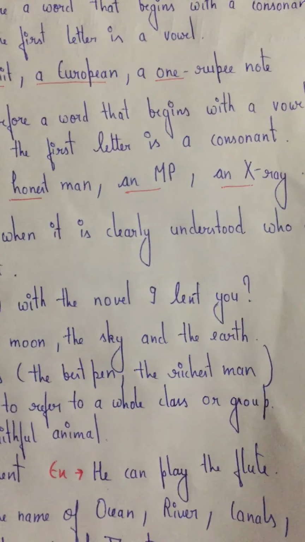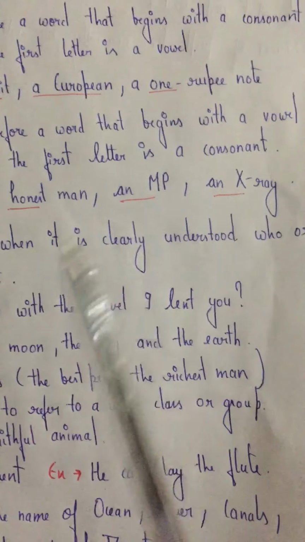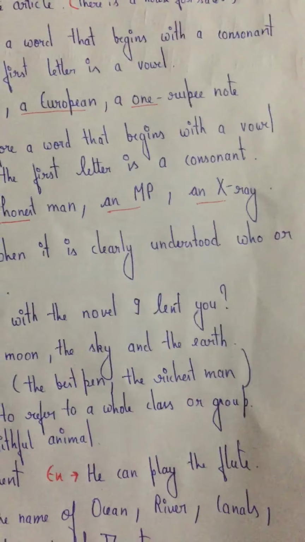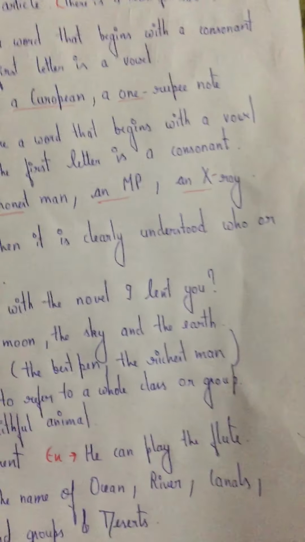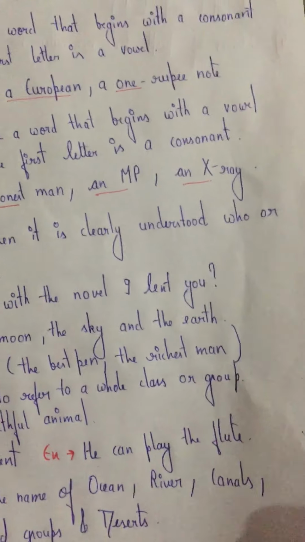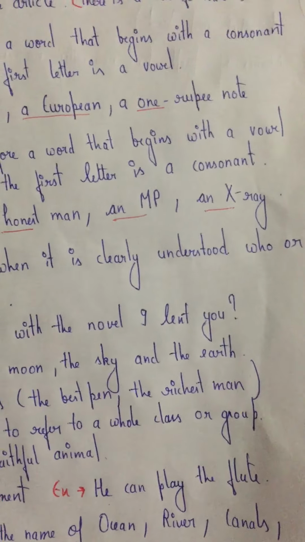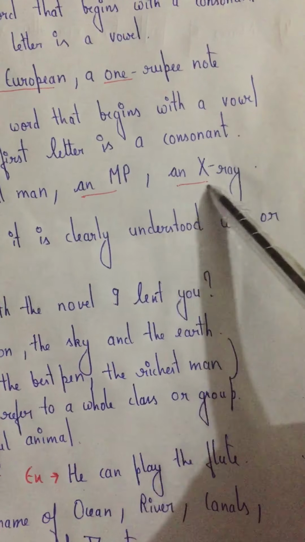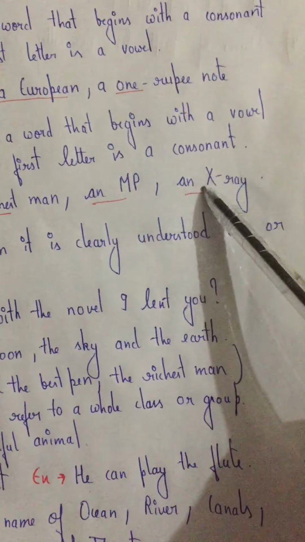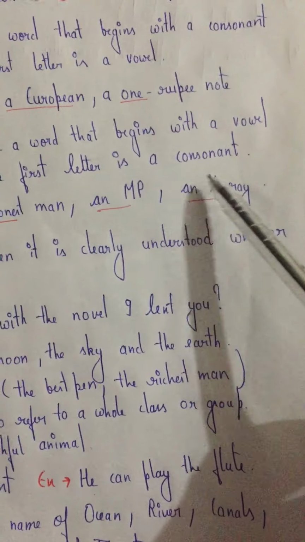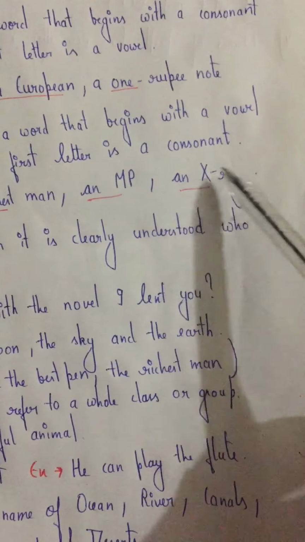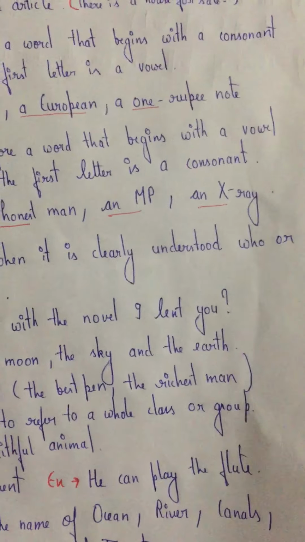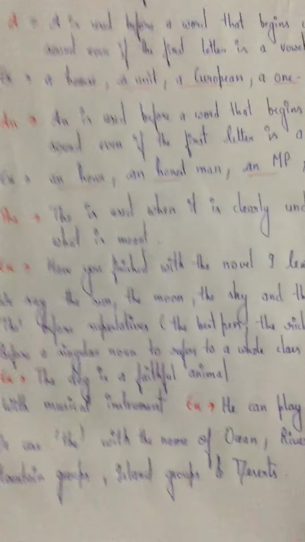And an MP. The letter M is a consonant, but when we are pronouncing it, the sound is of a vowel, that is em-pee, an e sound is coming, right? And an X-ray. X is a consonant. Still we are using an. Why? Because when we are pronouncing X-ray, the sound is eks, right? Which is a vowel sound.